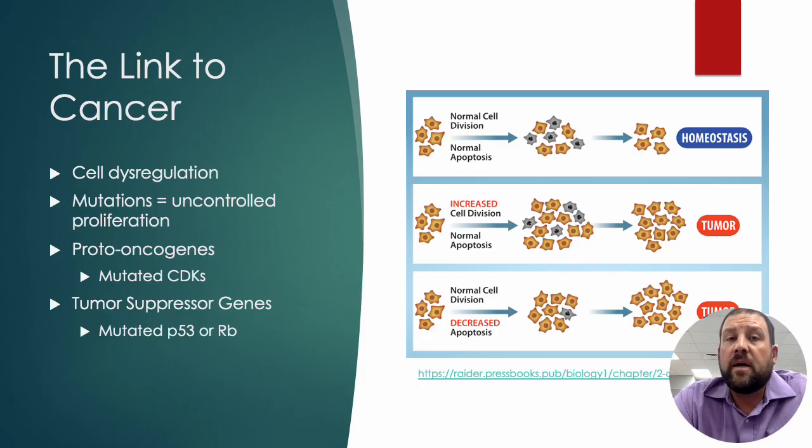To summarize, cancer is not caused by one mistake, but by the accumulation of mutations that tip the scale, turning on growth-promoting pathways while turning off safety brakes. This is why studying the cell cycle is so important for understanding and treating cancer.